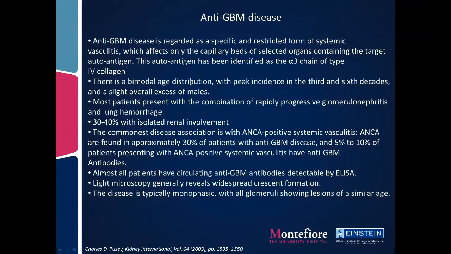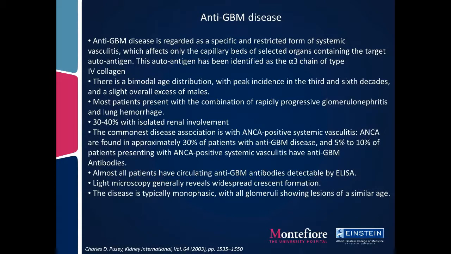There is a bimodal age distribution. The peak incidence is in the 3rd and 6th decade, and there is a slight overall excess in men compared to women. Most patients present with a combination of RPGN and lung hemorrhage, because that's where the alpha-3 chain of collagen is present. In 30 to 40% of the patients, though, they can have isolated renal involvement and not have any lung involvement at all. The common disease association is with ANCA vasculitis.